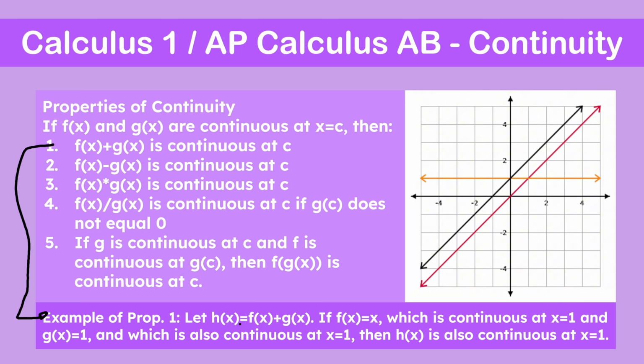So let's say h of x is equal to f of x plus g of x. Let's say f of x is equal to x, which is this red line down here, which is continuous at 1. So we're going to be looking at x equals 1. And g of x is equal to 1, so it's just a straight constant line. So we're both looking at 1, and they're both continuous at x equals 1. So h of x, which is just a combination of both of them, is also continuous at x equals 1, which is just this black line over here. So you can see it's continuous because the limit exists and it's defined right there.